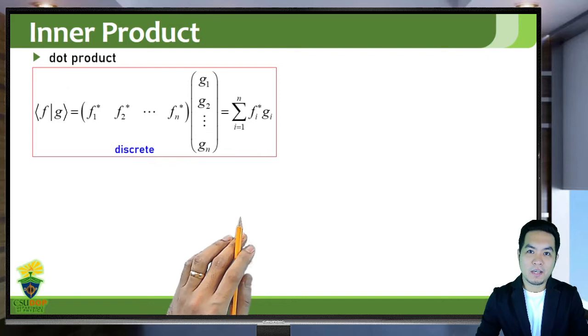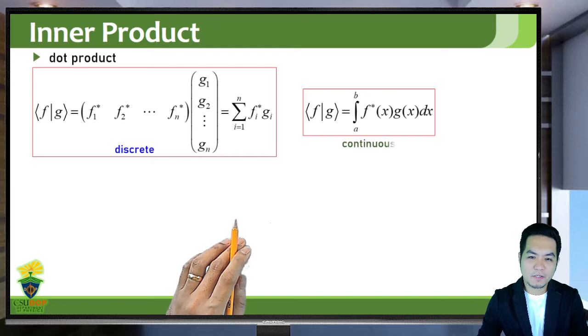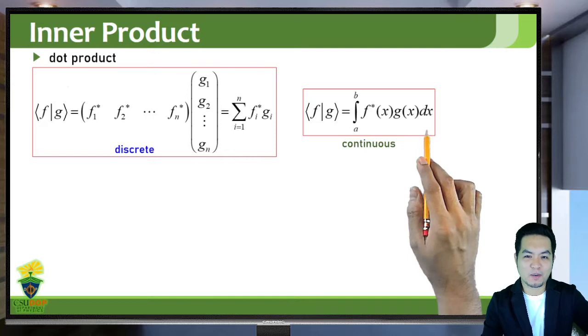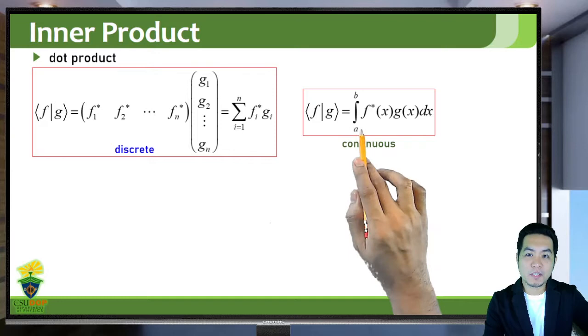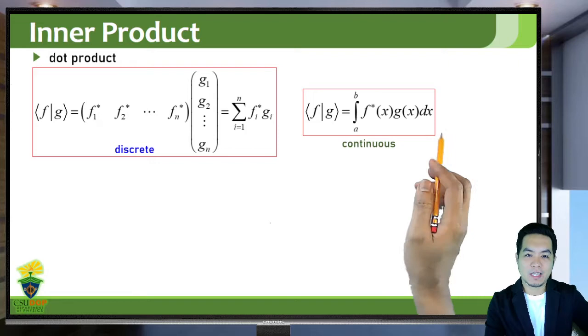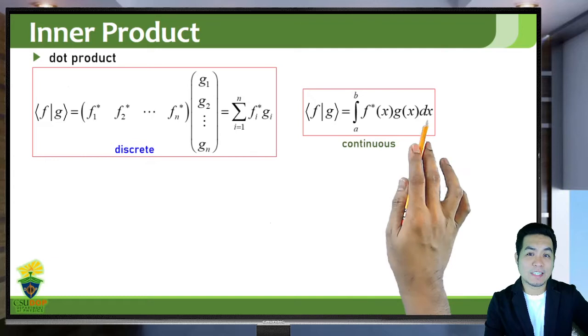In the event that your functions are continuous functions, then the dot product is represented by this integral, or the inner product. Sorry, this is no longer the dot product. The dot product, again, is just a special case. So this is formally known as the inner product. The inner product between two continuous functions is just the integral of f conjugate g, integrated over whatever variable, for instance x.